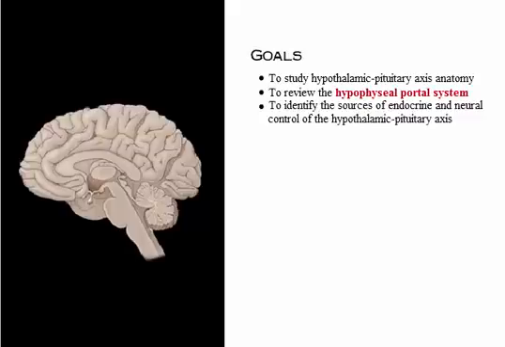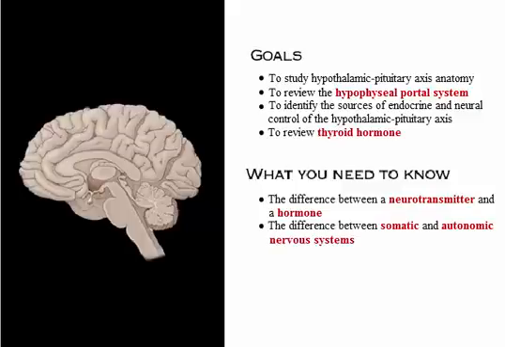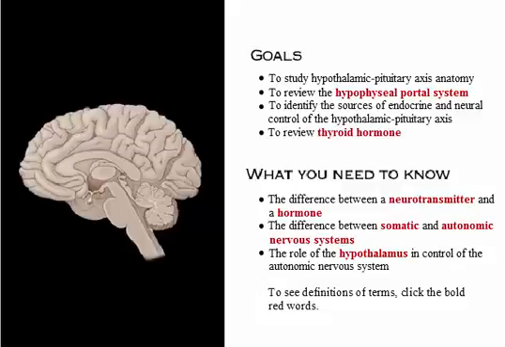sources of endocrine and neural control of the hypothalamic pituitary axis, to review thyroid hormone. Here's what you need to know: the difference between a neurotransmitter and a hormone, the difference between somatic and autonomic nervous systems, the role of the hypothalamus in control of the autonomic nervous system. To see definitions of terms, click the bold red words.